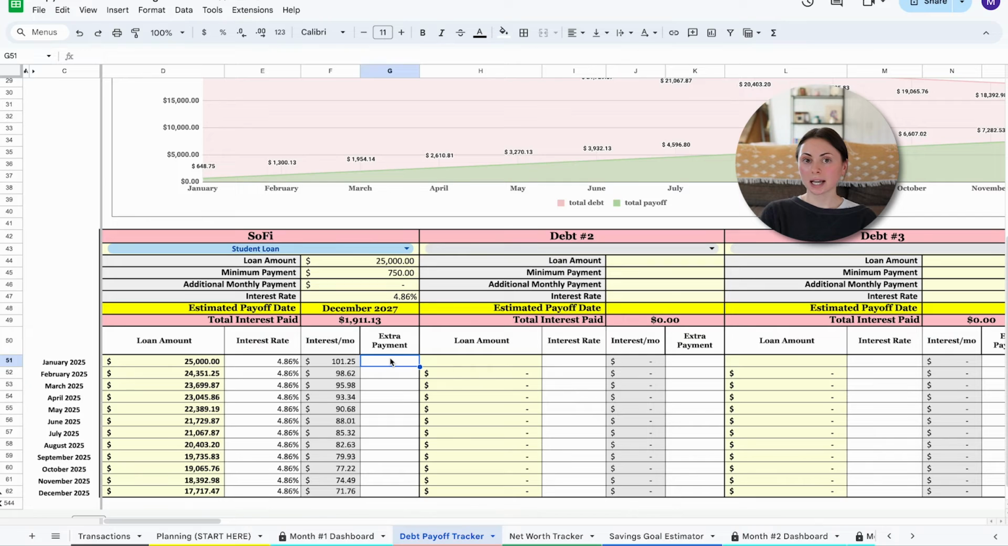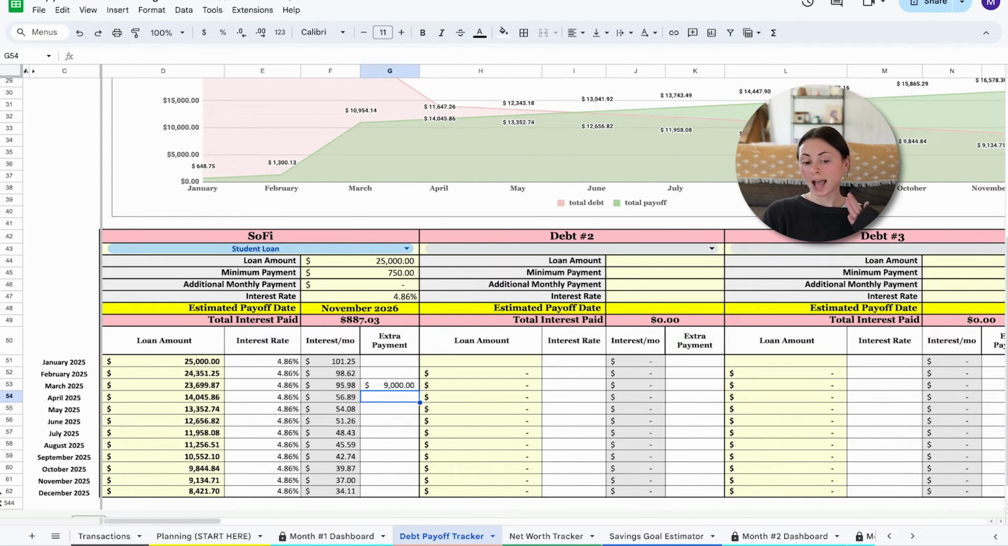You can also do a one-time extra payment, and that is in this column right here. So if you have a one-time extra payment in a certain month, let's say I use my whole bonus in March, $9,000 as an extra payment, I can see how that affects my payoff date and also my total interest paid.